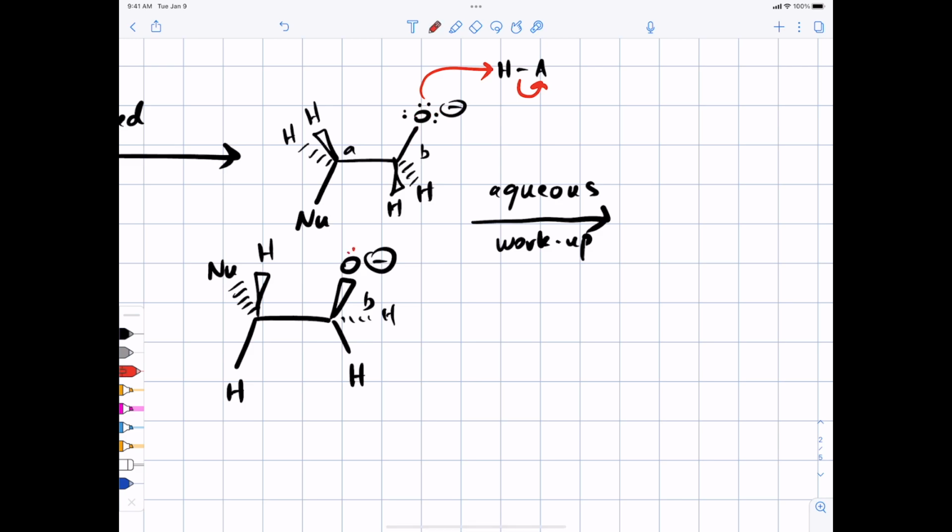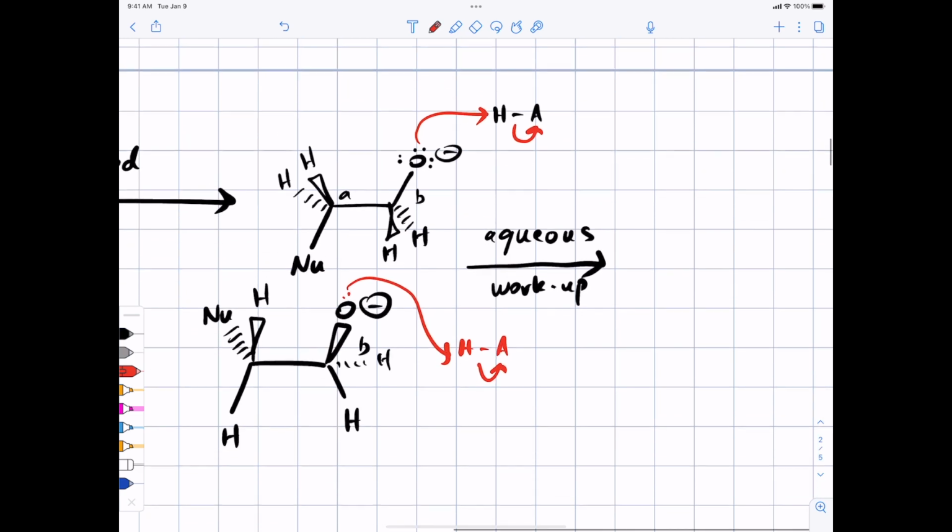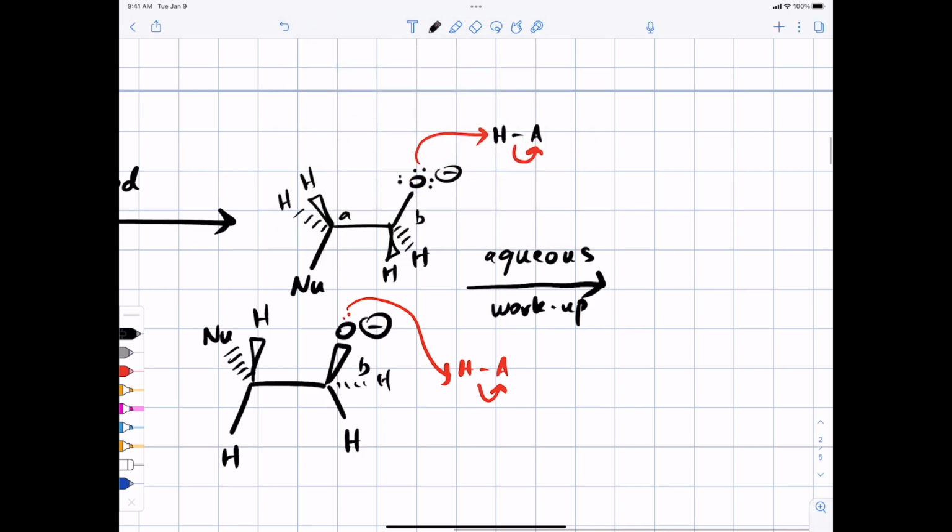So I guess we can do the same thing down here, just two different views. So the product of an epoxide opening is going to have a nucleophile on carbon A and an OH group on carbon B. This is an important structural pattern.